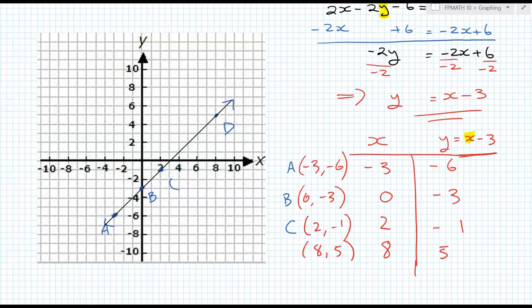So table of values, systematically go through it, and once you have that set up, once you have a table of values, you've got to be aware of the algebra and then plot the coordinates. And here it is. That's the graph.